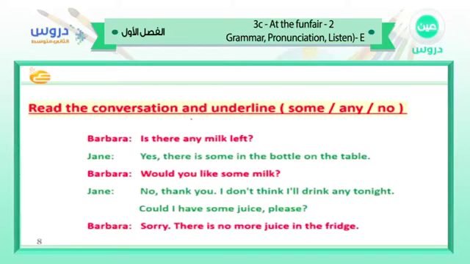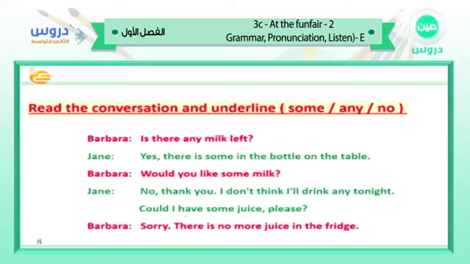We have 2 girls, Barbara and Jane. Let's read it and underline some, any, and no. Is there any milk left? Yes, there is some in the bottle on the table. Would you like some milk? No, thank you. I don't think I'll drink any tonight. Could I have some juice, please? Sorry, there is no more juice in the fridge.